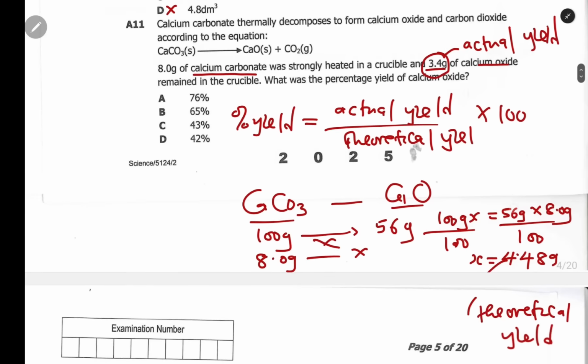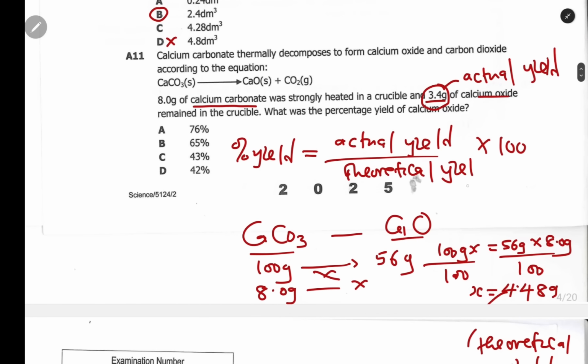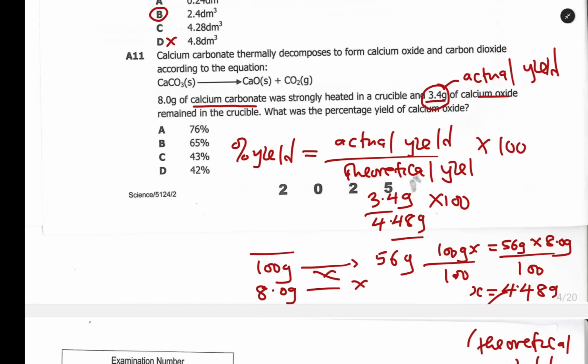So now using this we can say percentage yield, we can replace here. We can replace 3.4 gram divided by 4.48 gram multiplied by 100. When you do this, 3.4 divided by 4.48 is giving us 0.758, multiplied by 100, it's giving 75.8, which is 76%. So this is 76%, and from the answers, the answer is A. That is how you do it.